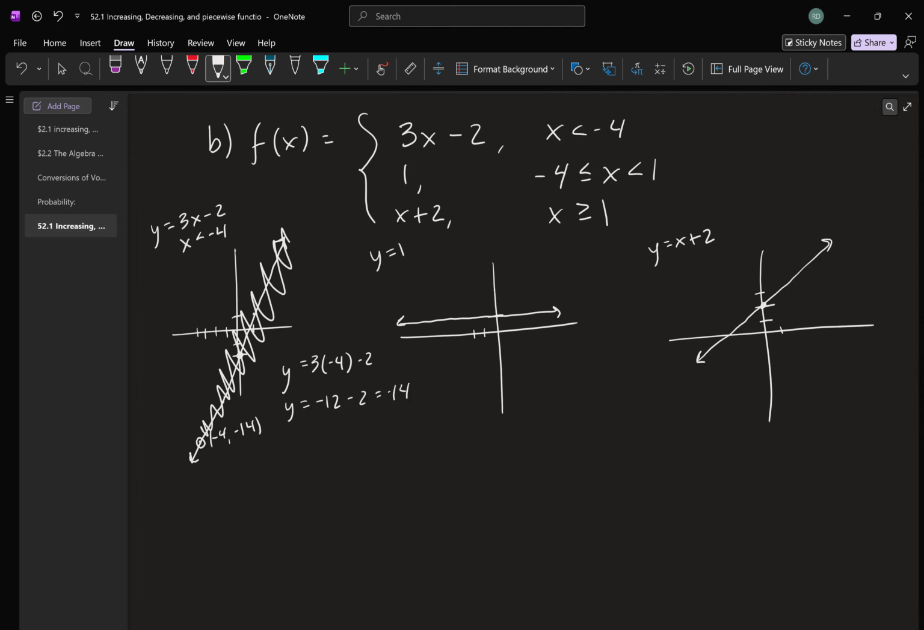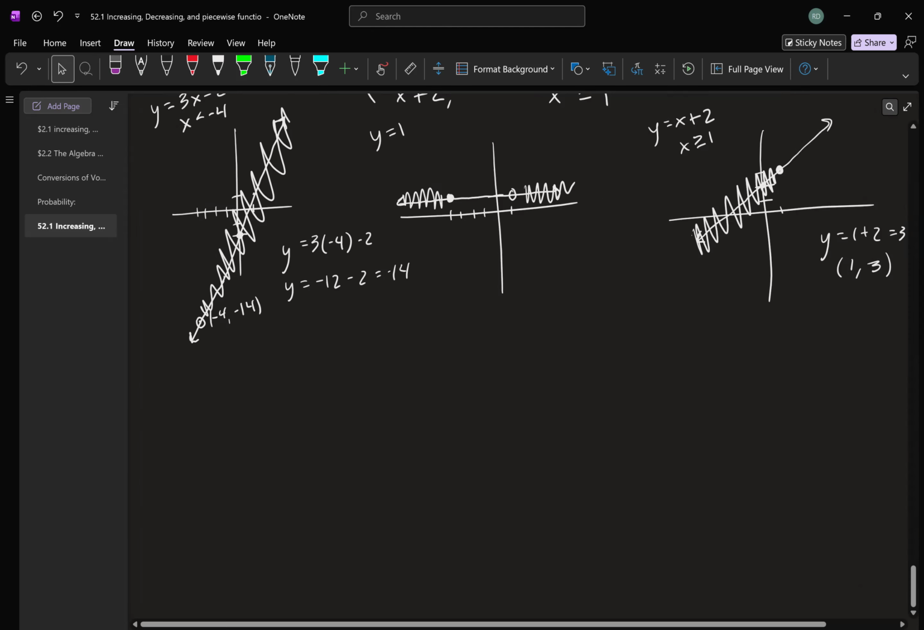For the middle one, the y value is always the same, so we're just going to take hard bracket -4 to open bracket 1. And then forget about everything that's not in between. And then for the last one, x is greater than or equal to 1, we need to plug in 1, which gives us 3. So we have a point at 1, 3. This one's a closed circle because it is an or equal to, and the arrow points to the right.